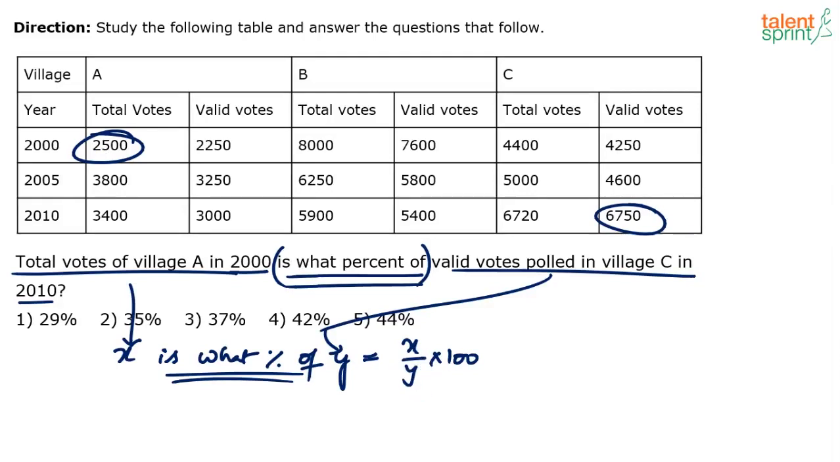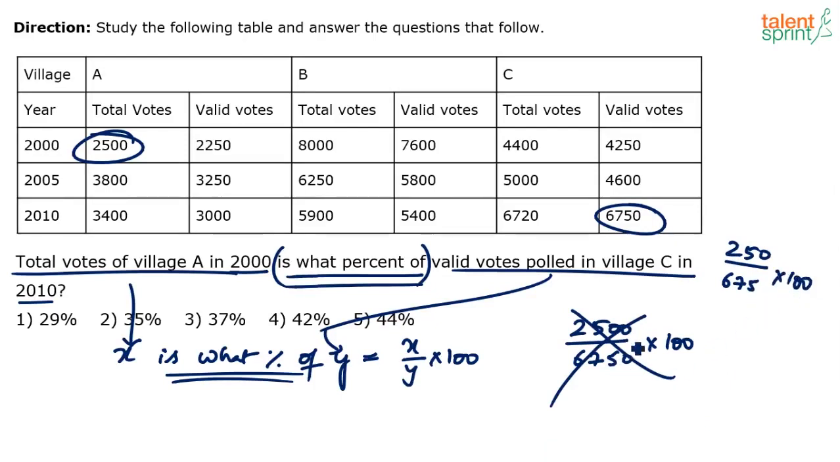What do you have to do? X by Y into 100. So 2500 divided by 6750 into 100. A smart student will not write this on paper. He will write 250 by 675 into 100 because he knows that zeros will anyway get cancelled. Why do you want to write the two zeros first and then do this cancellation? You will be wasting 1 to 2 seconds of your time. Directly write 250 by 675, or even better if you can divide directly and put the values.